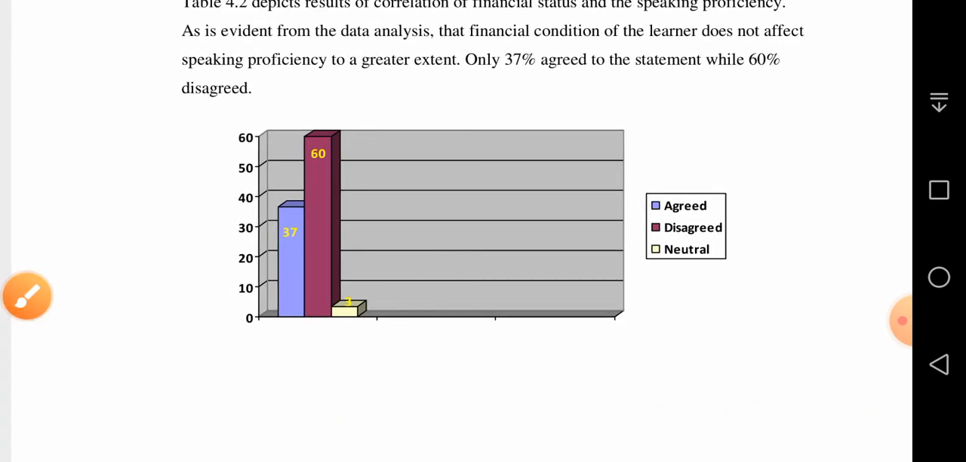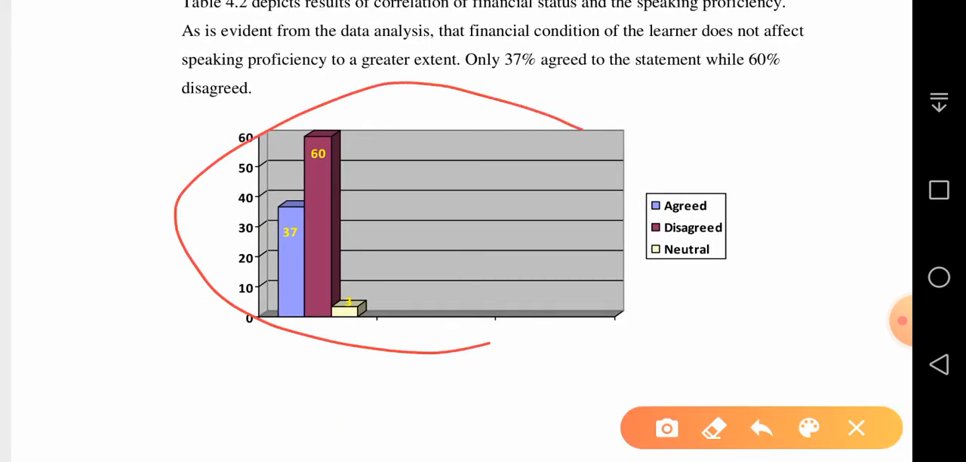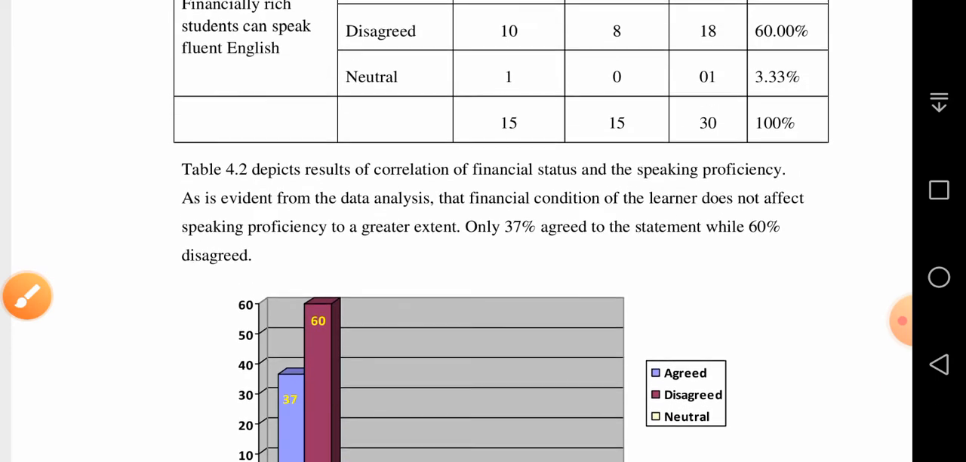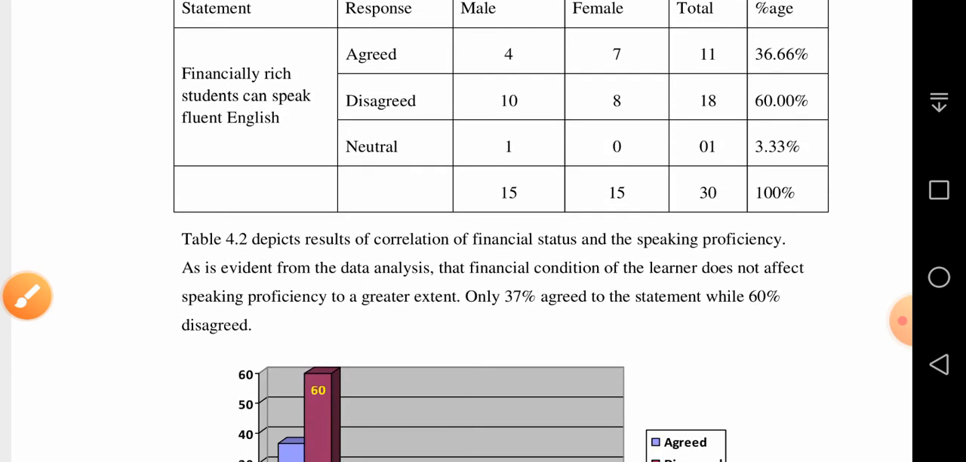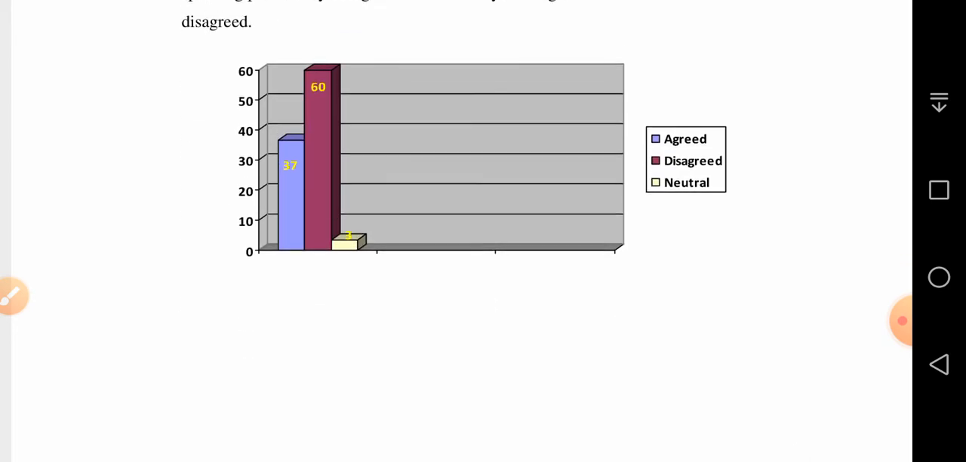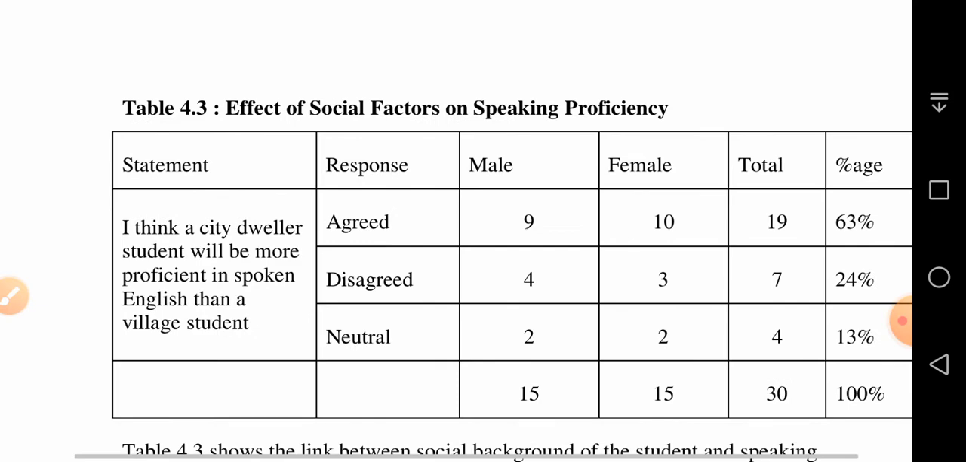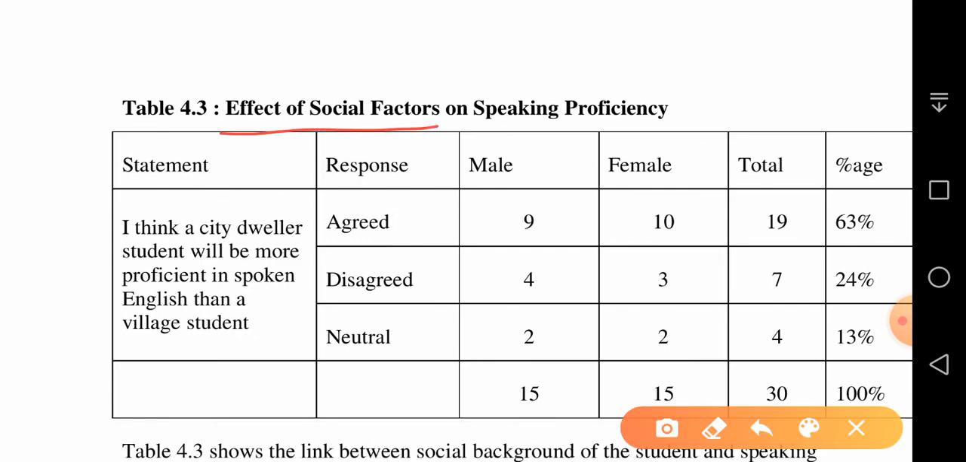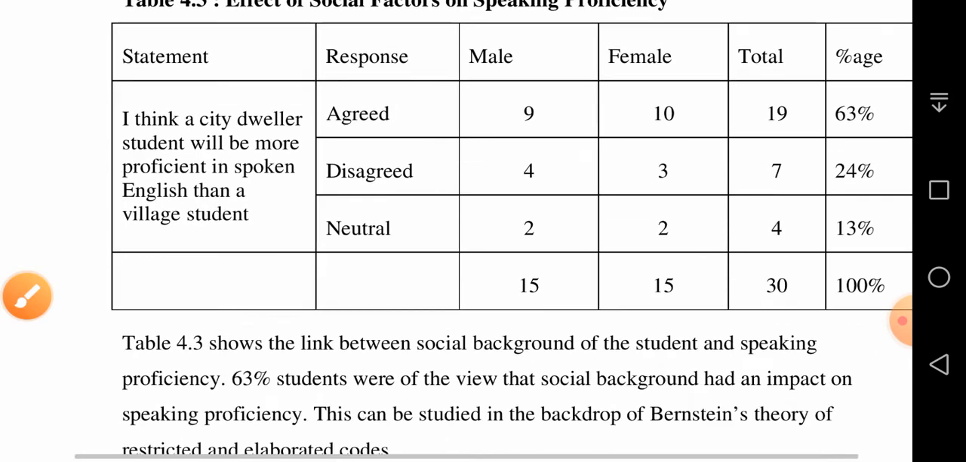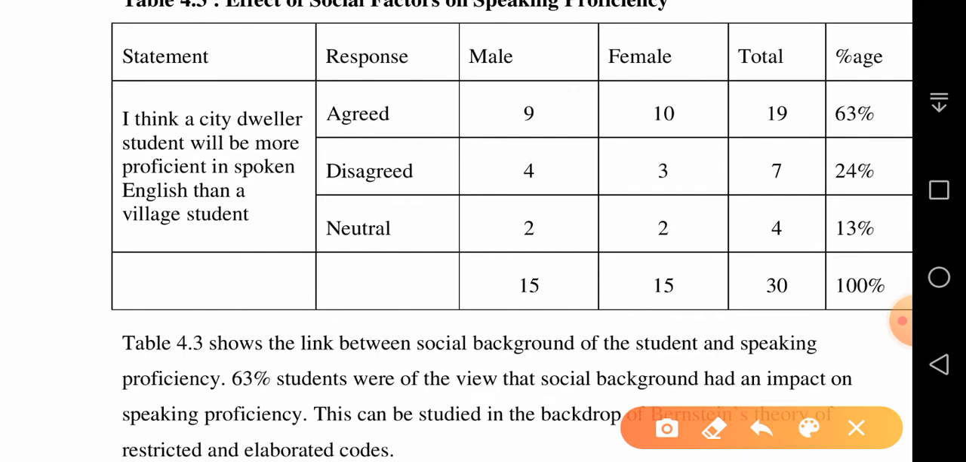This chart is known as a bar graph. It can be quite easily inserted here in chapter number 4. In another video I will guide you how to insert and edit these charts in chapter number 4. Let me proceed further. So, effect of social factors on speaking proficiency. Table 4.3. There was a question: I think a city dweller student will be more proficient in spoken English than a village student.